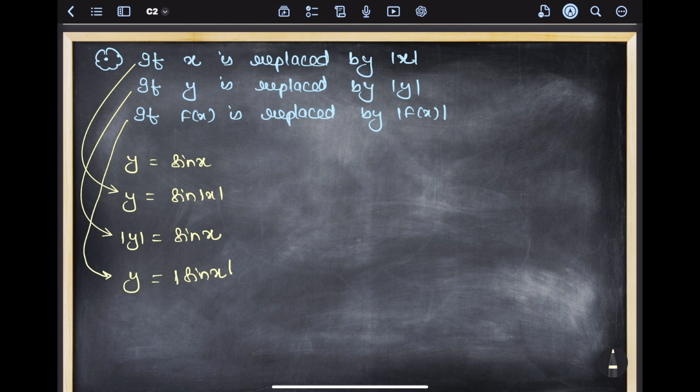So first try to understand that if you are replacing x with mod x, what you have to do is erase negative x, then take image. Okay, then if you are replacing y with mod y, erase negative y, take image.